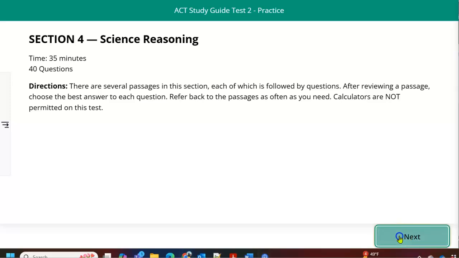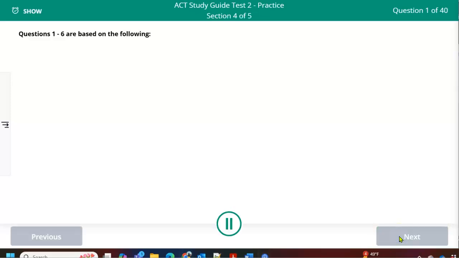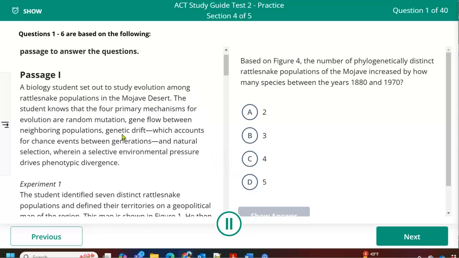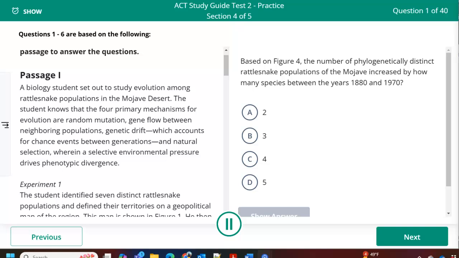All right, let's go ahead and take a look at questions here. All right, questions 1 to 6 are based on the following. Let me grab a pen here. It needs to be the right color.